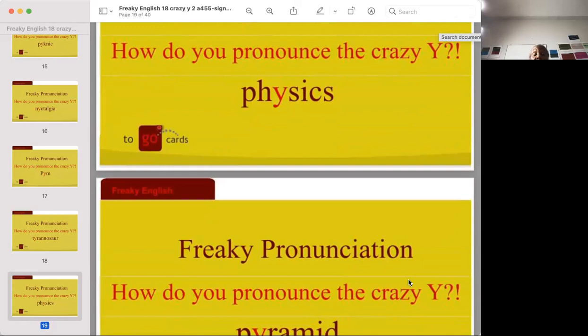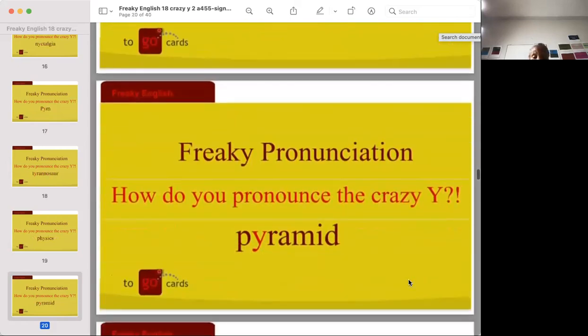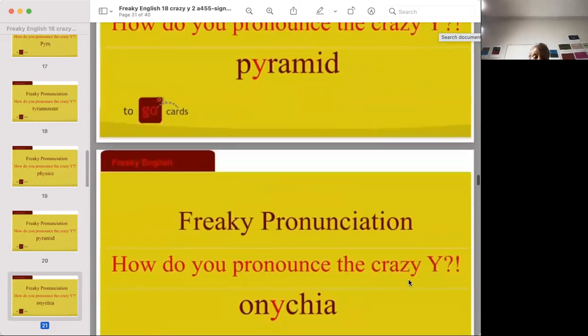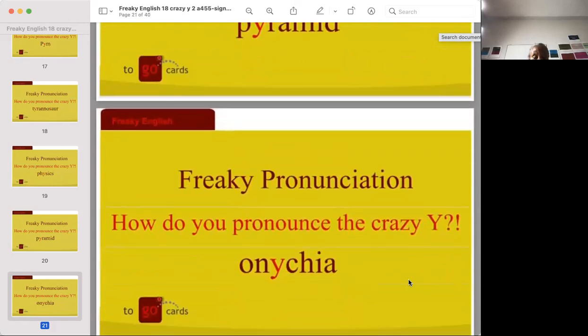That's why I try to keep it on the cards long enough so that you can copy it down, look in a dictionary, see what the pronunciation is, or maybe go to someone who may know medical English. Pyramid, you know what a pyramid is. Chia, chia. Once again, I've never heard the word pronounced. I think it's from the medical dictionary or law dictionary.